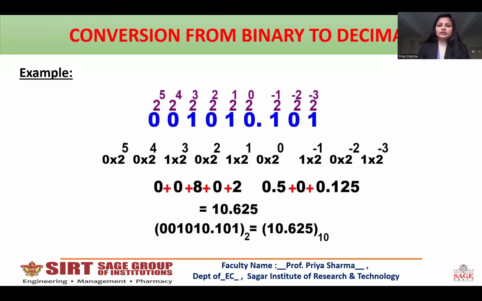Let me explain with an example. This is a binary number we have taken, and we have to convert this binary number to a decimal number.